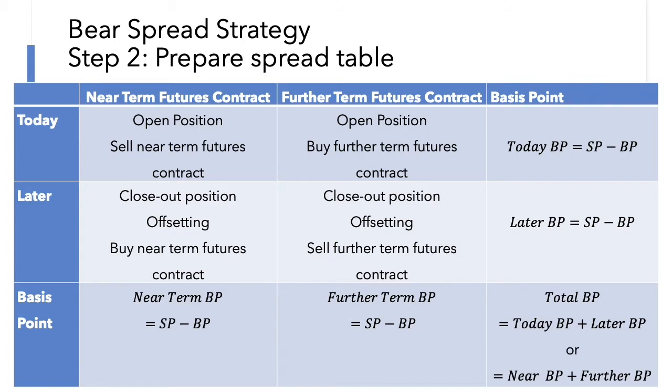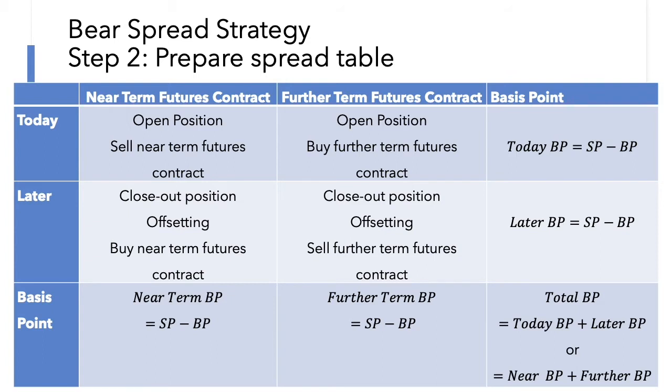For further-term futures, you start by buying a further-term futures contract. To close out your position, you need to sell your further-term futures contract. Then, you can calculate the basis point for the spread table. You can calculate based on the time row. For example, you calculate the basis point for today and the basis point for later.